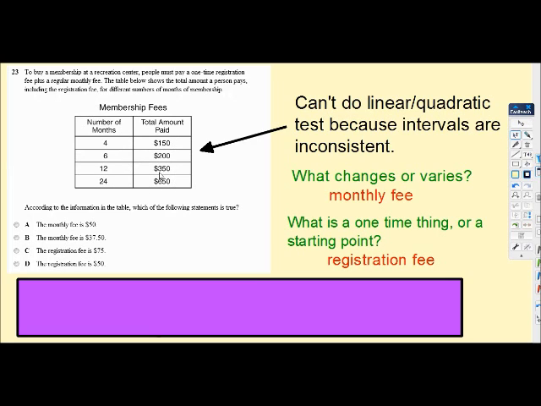Now the important thing here is to determine what changes or what varies. And in this case the thing that changes is the number of months. Okay? And then what is the one thing or the starting point that wouldn't change? If you're getting an apartment, you're going to pay consistently each month. And so it's going to change how much you've spent based on how many months you've lived there. But the one thing that'll never change is your registration fee. Notice they say it's a one-time registration fee. So that's going to be our y-intercept. The changing thing is going to be connected to the months, or the x, and that's going to be our slope.